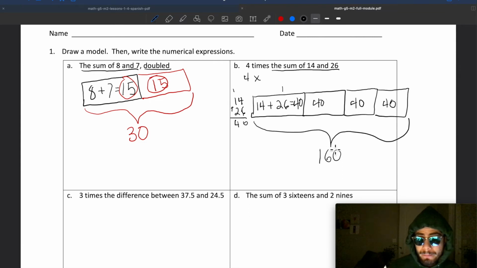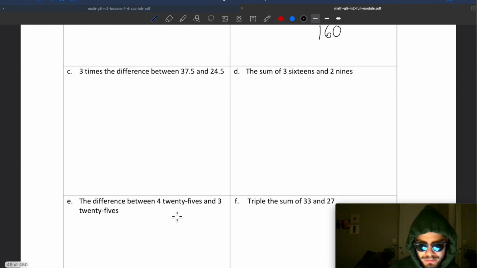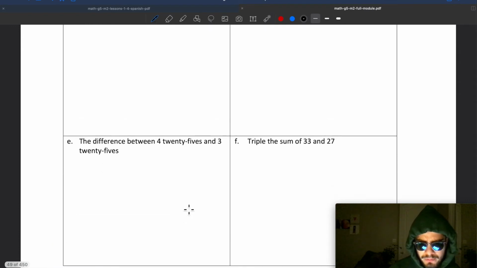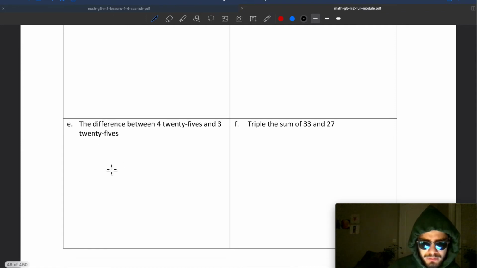160. So you're going to have to combine at the end all of your tape diagrams. Okay? Let's go on to one that is a little bit harder here. This one, E. This one looks tricky. It says the difference between 4 25s and 3 25s.